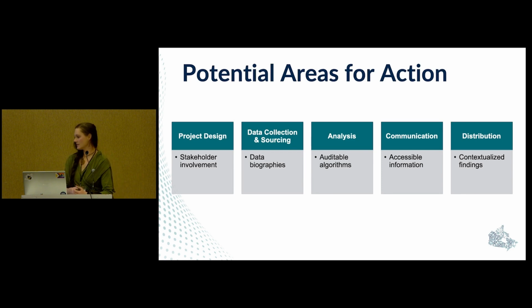So analysis. One way of considering equity during analysis is to create and use auditable algorithms. And these algorithms would allow for close scrutiny to identify any areas where bias could be introduced and perpetuated.